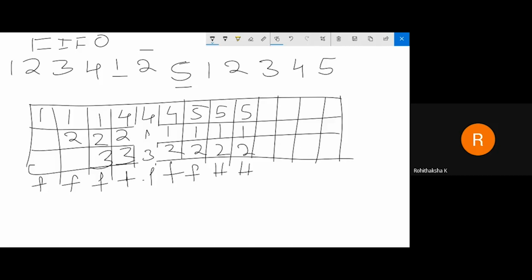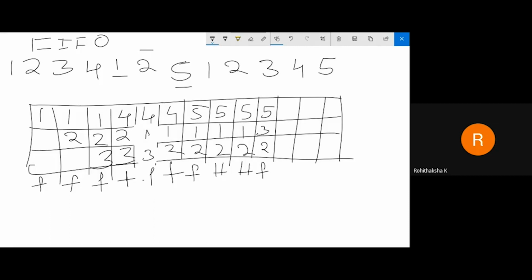3 is not there. So which page do I have to replace? Okay, we need to replace the 1. So it will become 5, 3, 2. So now what happens? It is a page fault because 3 was not there.